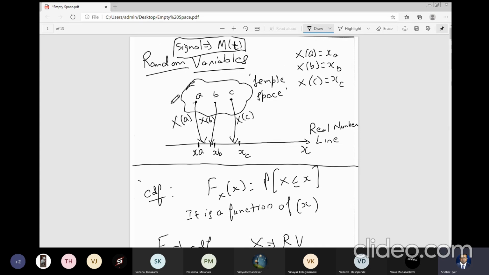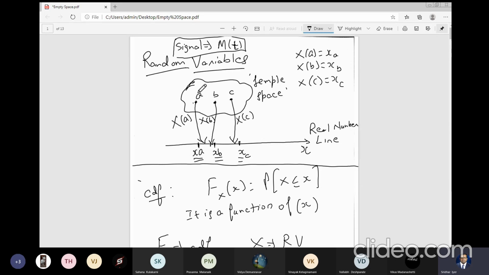To denote the observations, I have chosen small a, b, and c here, right? Each of these observations is being mapped to a real number line. If you see this xa, xb, and xc, these are nothing but numbers on a real number line. Here we need to understand very clearly that the observation of an experiment is not a number. However, for our applications and our ease, we provide them with numbers based on probability, right?